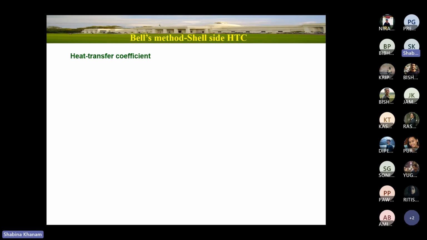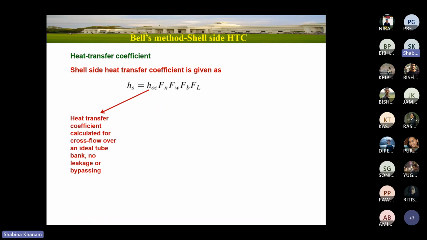First we will focus on the heat transfer coefficient, which for the shell side includes many parameters. The first parameters are HOC, FN, FW, FB, FL. HOC is the heat transfer coefficient calculated for cross flow over an ideal tube bank where no leakage and no bypassing occur.